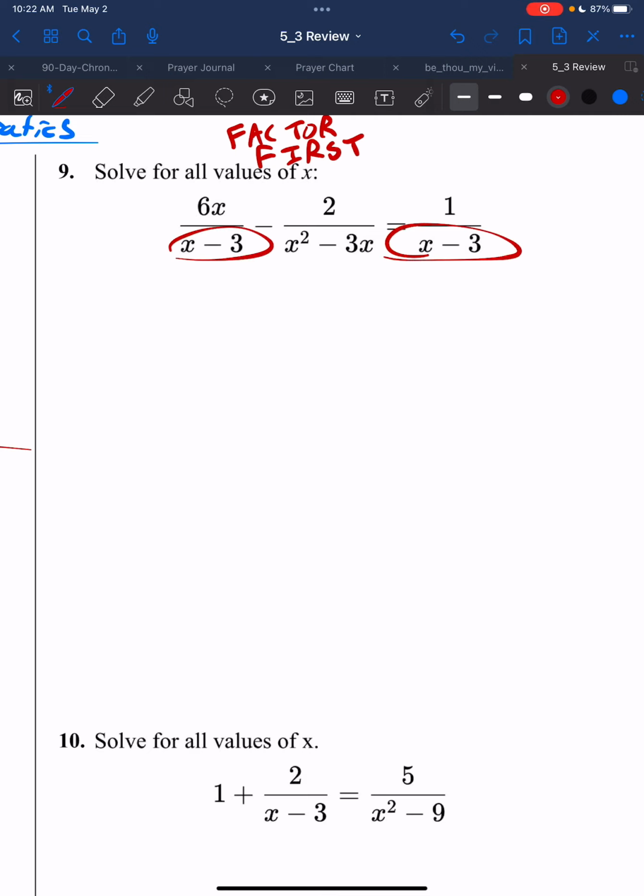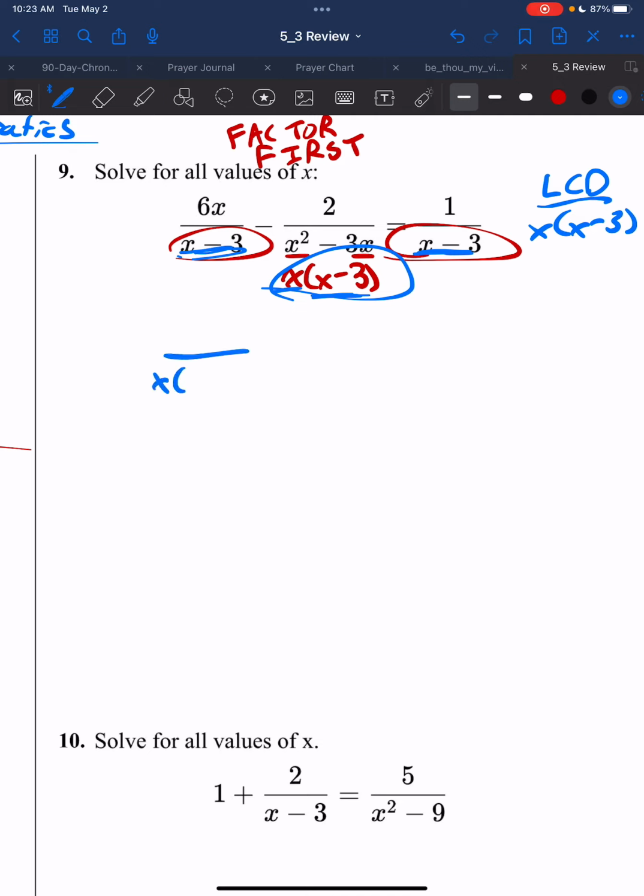So this and this have x in common, so I can take x out, and I've got x, parentheses, x minus 3. Okay, so if you notice, this has both of these in it already, but it also has an x. So this middle denominator right here is going to be my least common denominator. The x and then x minus 3. Okay, so I want to write these all like this.